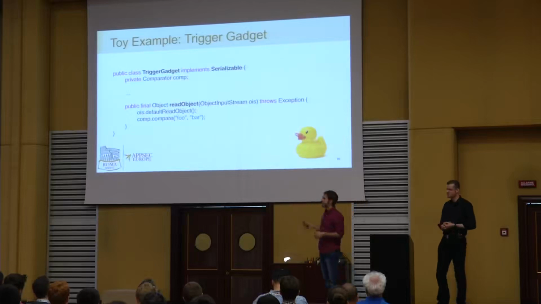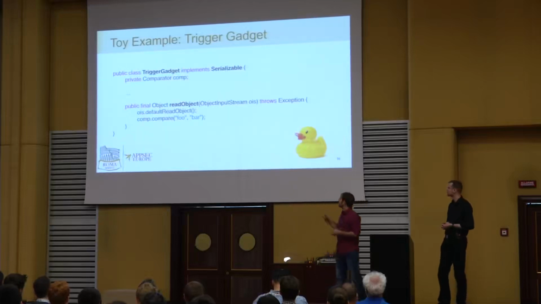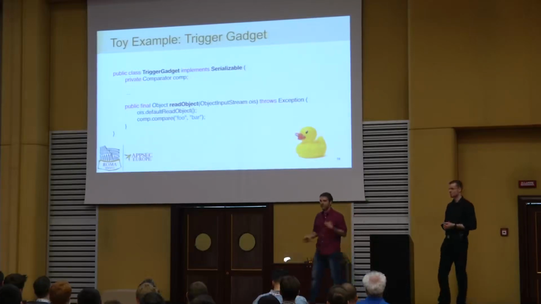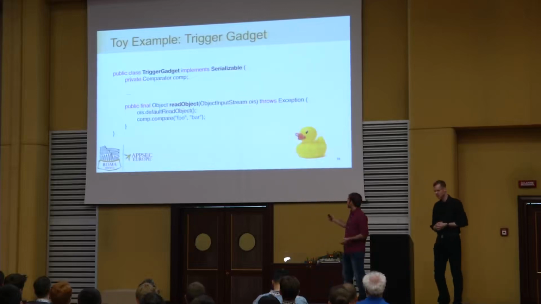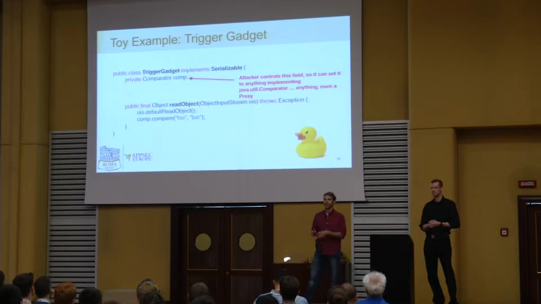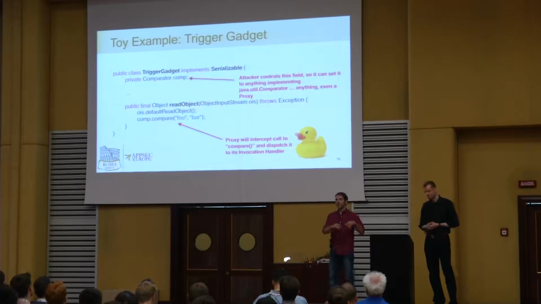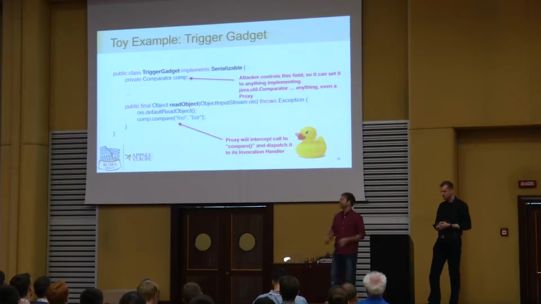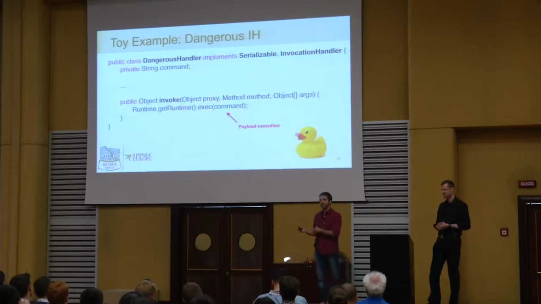This is a simple serializable class that, as you can see, does nothing dangerous. It basically contains a comparator, and in the read object, it's comparing foo and bar, so nothing dangerous here, right? So the attacker can actually provide not a real comparator that is meant to compare things, but a proxy implementing the comparator interface, so that when we call compare, we will be intercepting this method and dispatching it to the invocation handler. So now we can use this secure and safe gadget to dispatch the execution to a different part of the application that was not reachable from a deserialization callback in the first place.